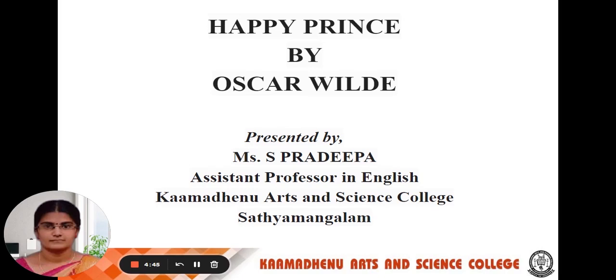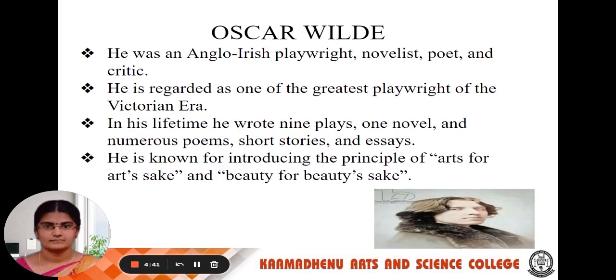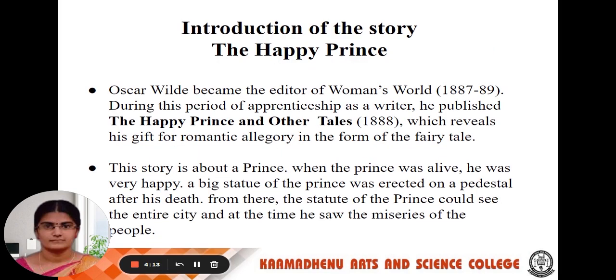Today we are going to see about The Happy Prince by Oscar Wilde. First, let us see about Oscar Wilde. He was an Anglo-Irish playwright, novelist, poet, and critic, and he is regarded as one of the greatest playwrights of the Victorian era. In his lifetime, he wrote 9 plays, one novel, and numerous poems, short stories, and essays. He introduced the principles of art for art's sake, beauty for beauty's sake.